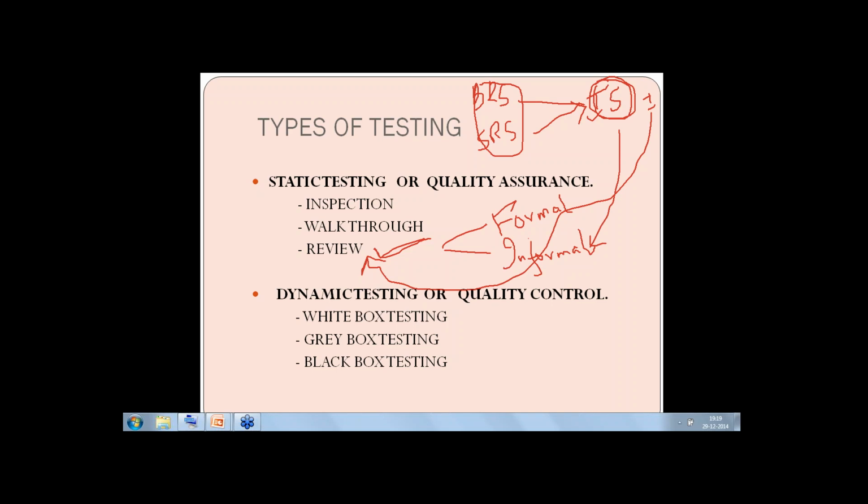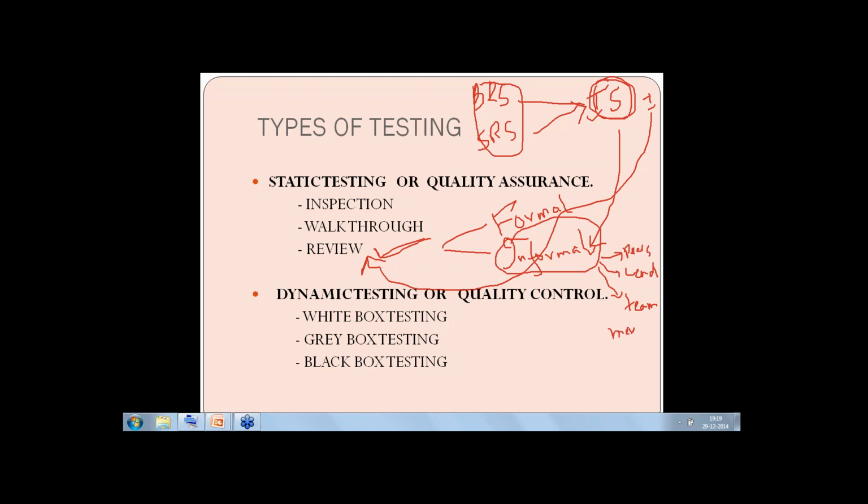So who are the persons who are involved in an informal review? The persons who can be involved in my informal review can be my peers. Peers means my colleagues, or it can be my lead. That means my project lead, or my test lead, or testing lead, or the third person can be my team members. So these are the persons who you can informally call to review a document.